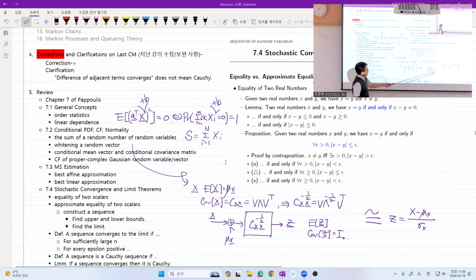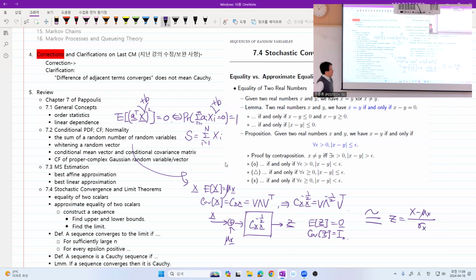So here, whatever mean and variance X has, Z is always a zero mean, unit variance random variable. Similarly, whatever mean vector and covariance matrix you have, as far as the covariance matrix is positive definite, not semi-definite, the inverse square root exists, and you have what? The zero mean, identity covariance matrix random vector Z.